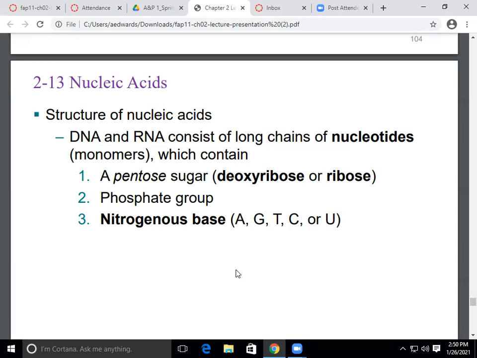Well, I'm glad you asked. They have a pentose sugar. What does pent mean? Like pentagon. 5, right? So it's a 5-membered ring, typically 5 carbons. It could be deoxyribose or ribose. And you also have a phosphate group, remember it has phosphorus in it, and a nitrogenous base. A, G, T, C, or U. That's kind of like the R group in proteins. This is something that makes it specific. It gives you some specificity to the nucleotide.